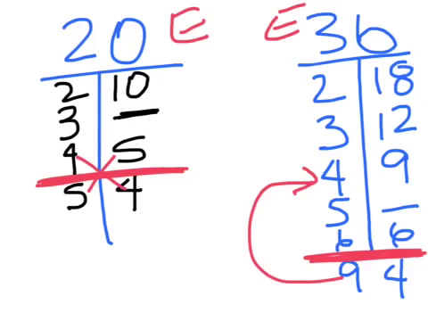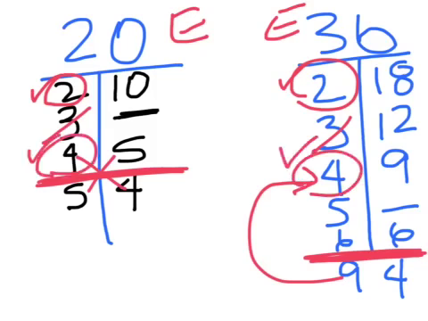So the next step is to find the factors that are common for both 20 and 36. So let's see. 2. Yep, it works here and it works here. 3. No. It's here, but we don't have it in both, so it can't work for both. 4. Oh yeah, I got a 4 here, and I've got a 4 here. What about 10? No, I've got a 10 here, but there's not one on the 36 side. What about 5? No, 5 doesn't work for both of them. 18 doesn't work for both of them. 12, 9, and 6 don't work for both of them.